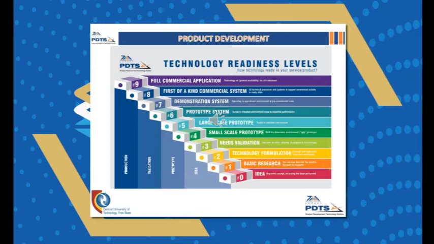Tier level 6, that's prototype system. It's a prototype that is tested in the intended environment close to the expected performance. Tier level 7, that's demonstration system, a prototype operating in the operational environment at pre-commercial state. Tier level 8, first of a kind commercial system, where all technical processes and systems to support commercial activity are in ready state. Tier level 9, that's a full commercial application, a technology on general availability for all customers. That's basically now where a product is on the shelves, available for all customers.